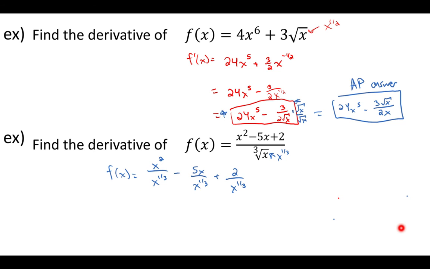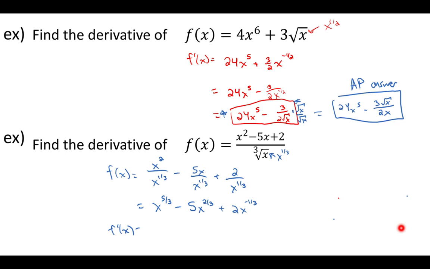From here, I'm still going to want to rewrite it before I attempt to do the derivative. I'm going to subtract my exponents. So 2 minus 1/3, well, that'd be 6/3 minus 1/3, so that'd be x to the 5/3 minus 5. And this is 1 minus 1/3, so that'd be x to the 2/3 plus 2x to the negative 1/3. Now I can do the derivative.